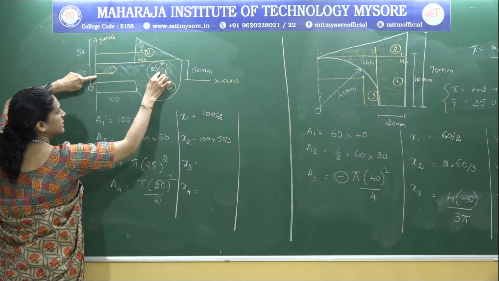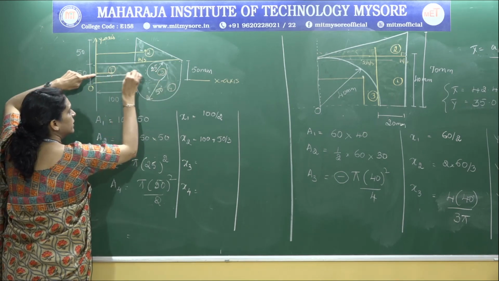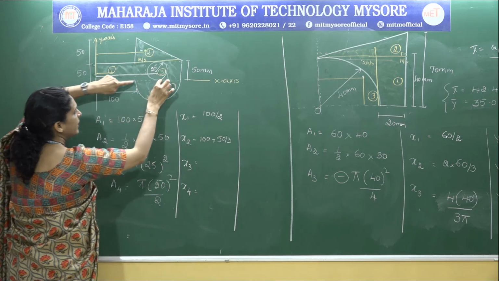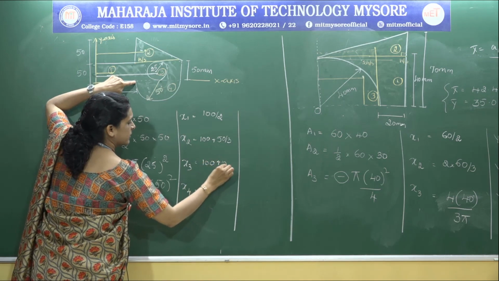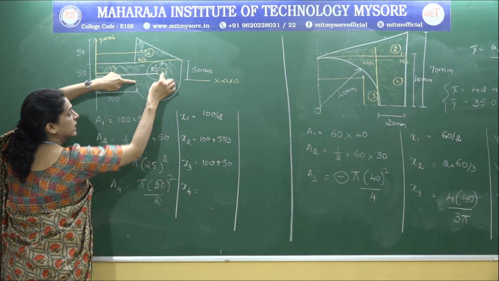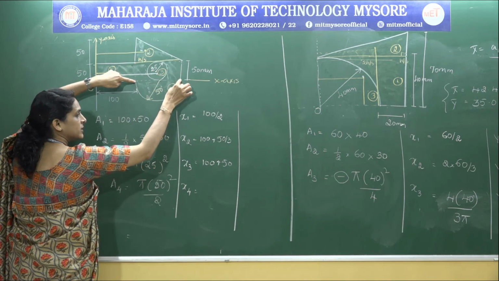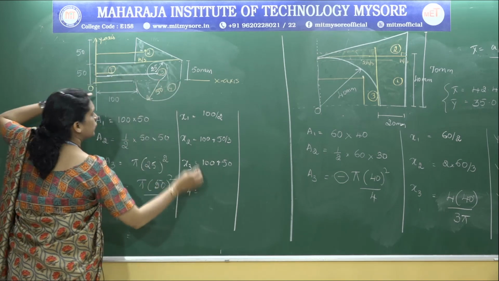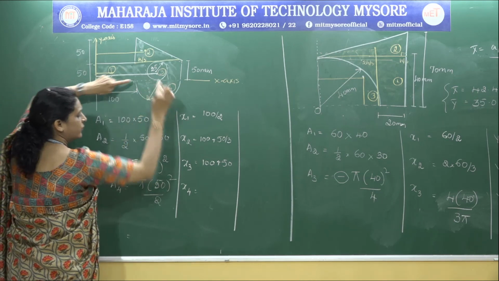Next, x3 is here. We will have to consider from the y axis till this point. Therefore it is 100 plus 50, because the circle is inscribed within a semicircle which has the radius of 50, right? So now x4 is 100 plus 50.